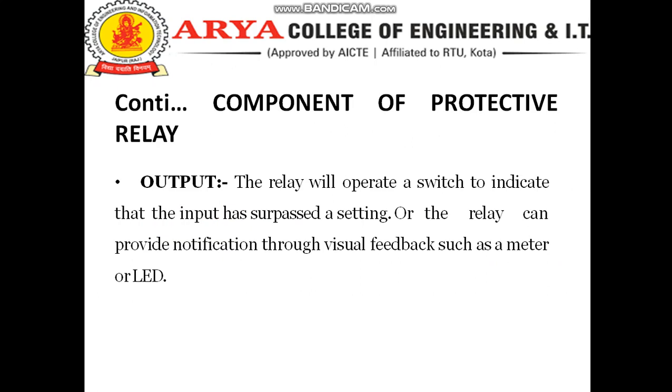In continuation with the components of a protective relay, the last one, that is the fourth one, is the output. The relay will operate a switch to indicate that the input has surpassed a setting, or the relay can provide notification through visual feedback such as a meter or LED, that is light emitting diode.